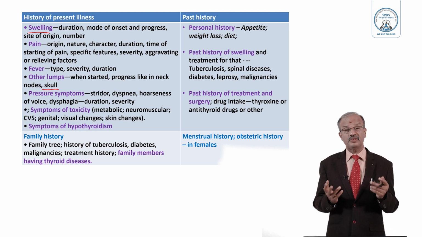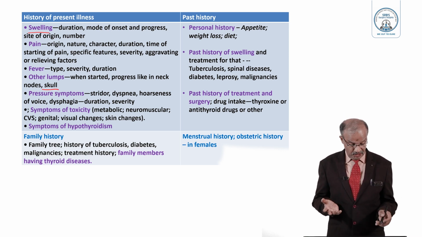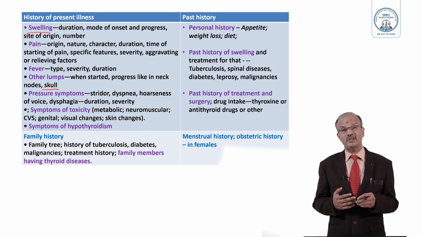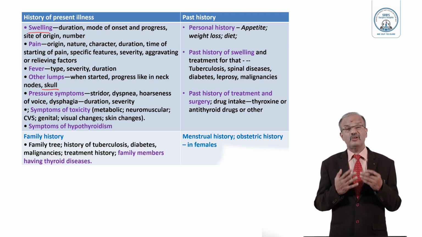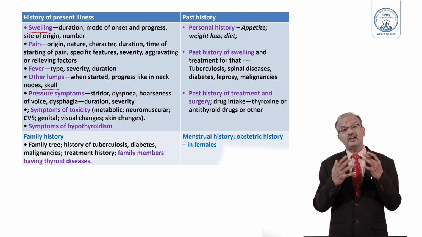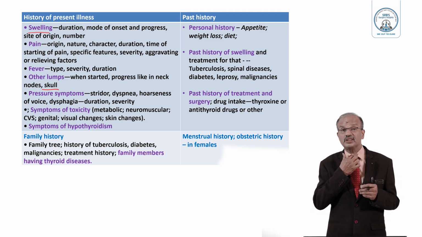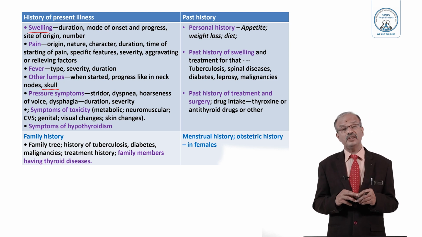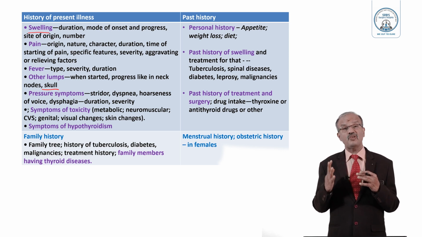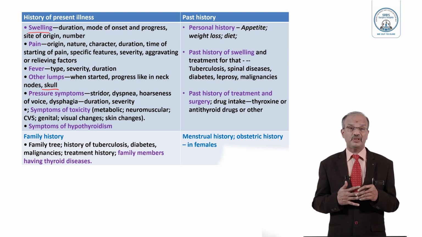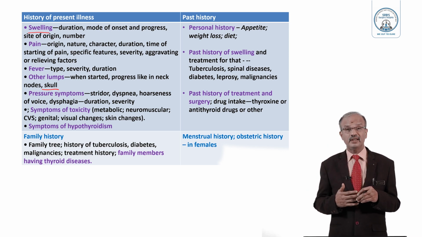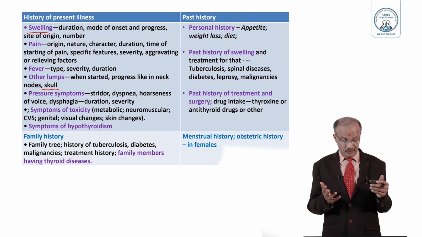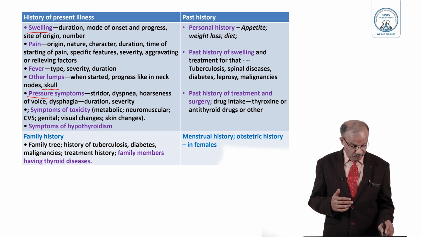Pressure symptoms, I already told: stridor, dyspnea, hoarseness of voice, dysphagia, and duration. That indicates infiltration or maybe compression. A long-standing thyroid may cause difficulty in breathing because the tracheal cartilage gets weakened. With Kocher's test, when you compress, they get stridor. Stridor at rest is a sign of infiltration. Stridor on compression through Kocher's test is a sign of compression, where the cartilage has been weakened. The same causes may cause dyspnea also, either due to compression or due to infiltration by malignancy. These are the two causes why pressure symptoms can occur.